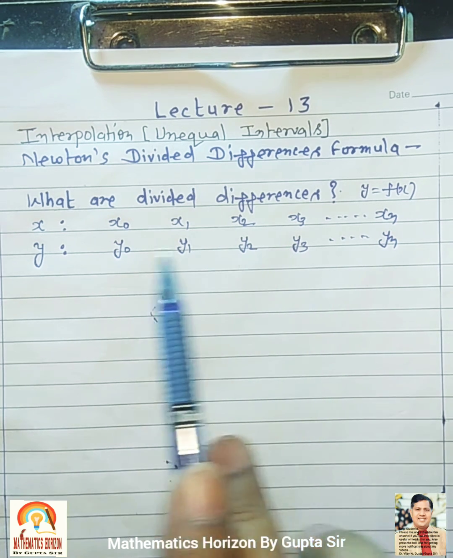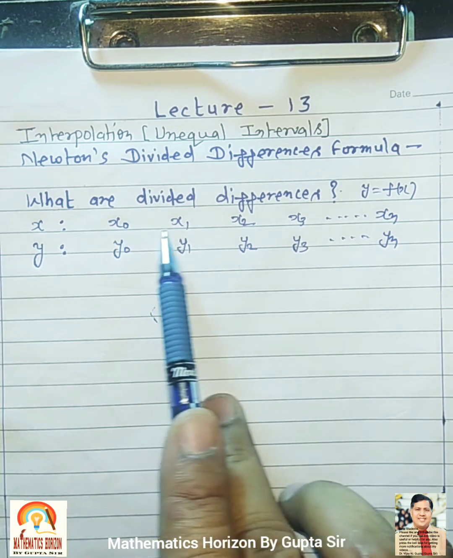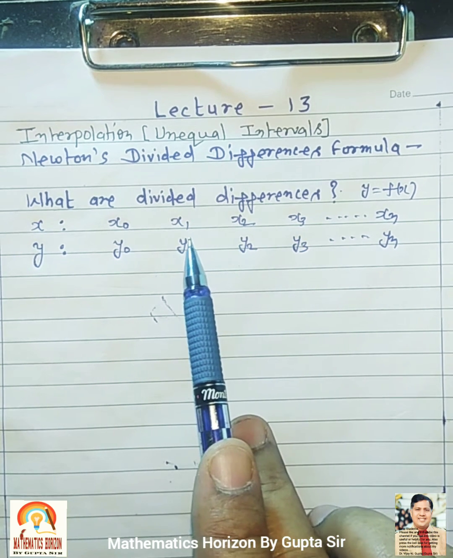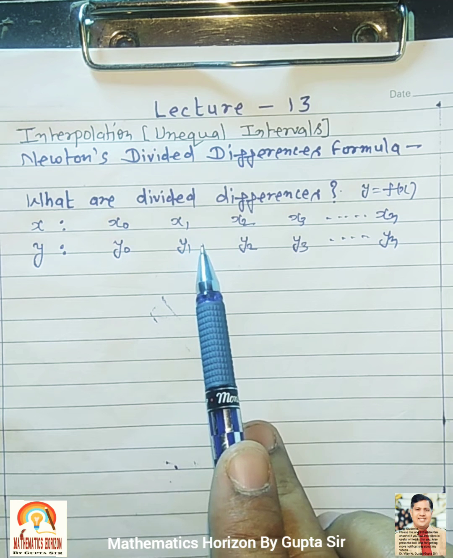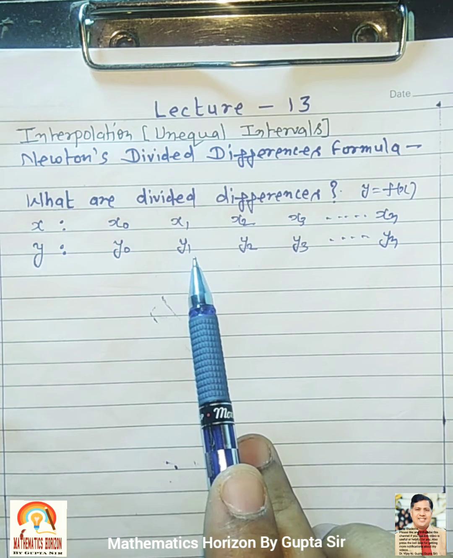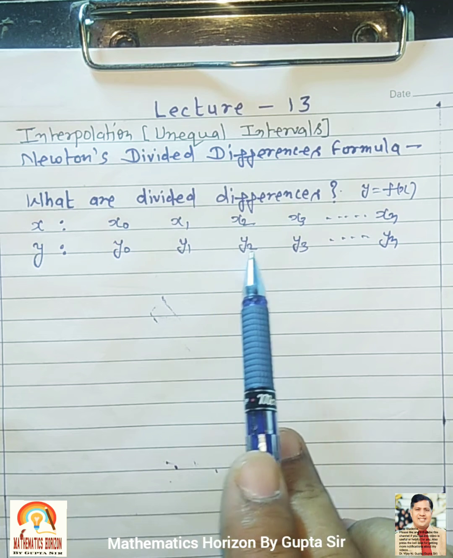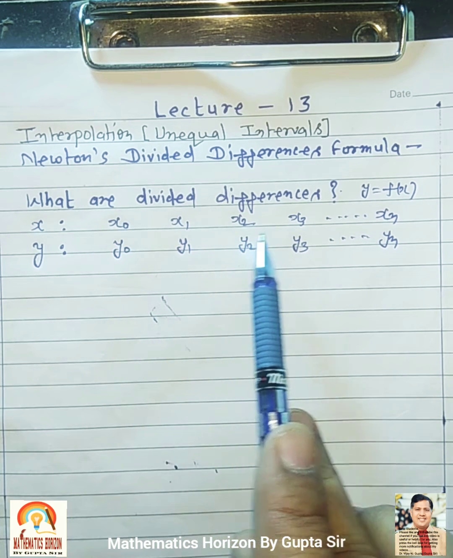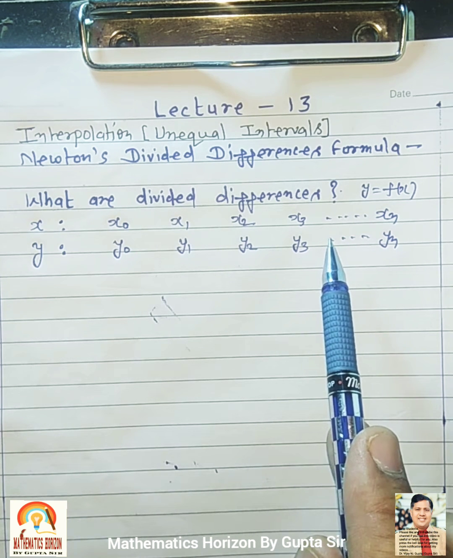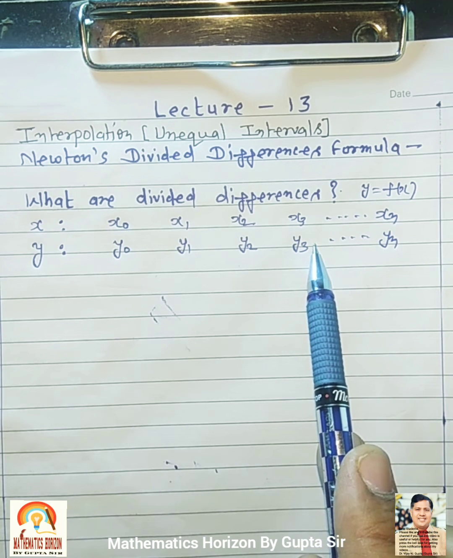Here the values of x are not in equal interval. That's why we can't apply Newton's forward or Newton's backward interpolation formula, or Gauss forward interpolation formula, Gauss backward interpolation formula, or Stirling formula. Here the values of x are in unequal interval, so we can apply either Lagrange's interpolation formula or Newton's divided differences formula.